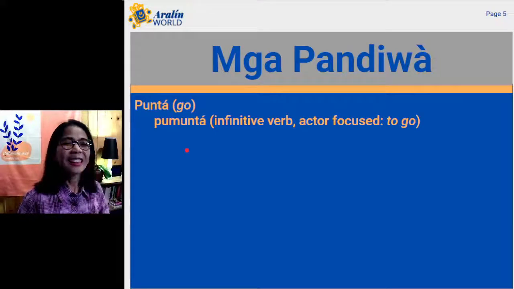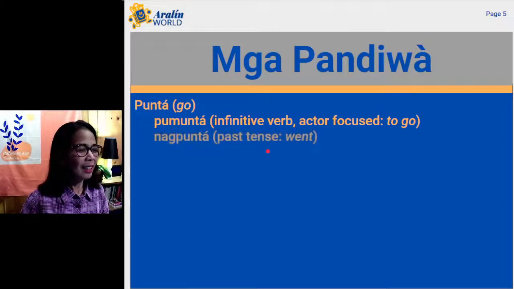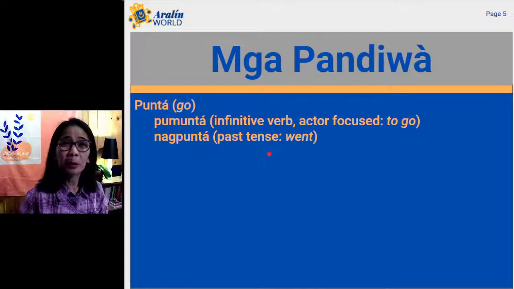So, and then if you want to conjugate it, apply infix. We have pumunta. Pumunta is an infinitive verb which means to go. Pumunta. When you mean infinitive verb, there's no aspect of time. Okay. Bruce, your cell phone is so noisy. I got distracted. Okay. And another word, nagpunta.